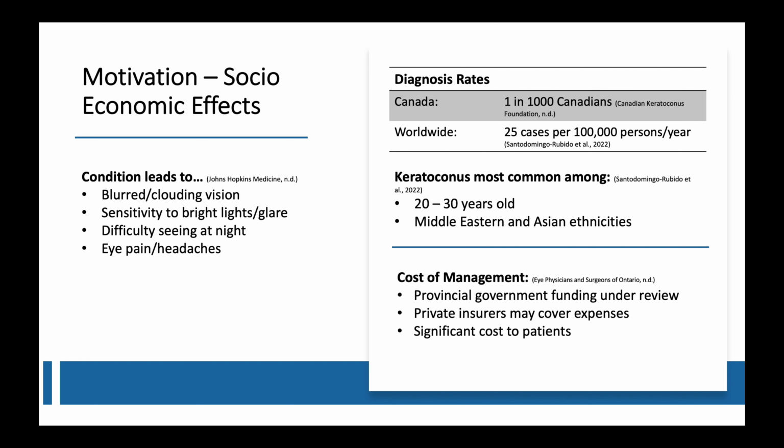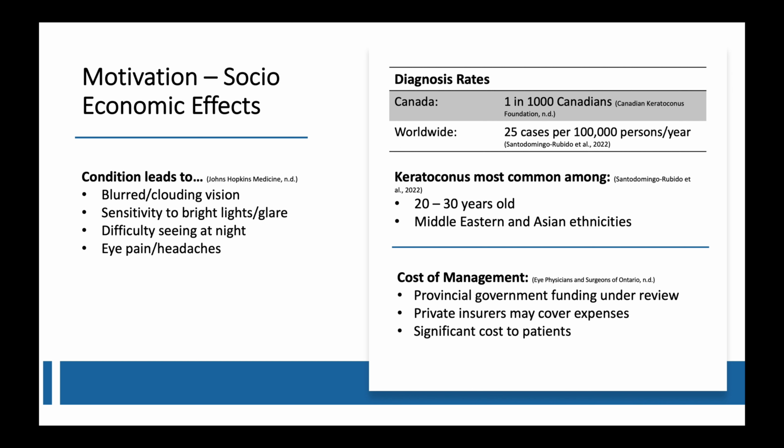Keratoconus leads to a number of impairments after severe progression. Blurred and clouding vision is a side effect that can lead to difficulties with both near and far-sighted vision. Sensitivity to bright lights is very common, and glares or halos can form around lights. There can also be difficulties seeing at night and eye pain that can reach such severity that it can cause headaches.